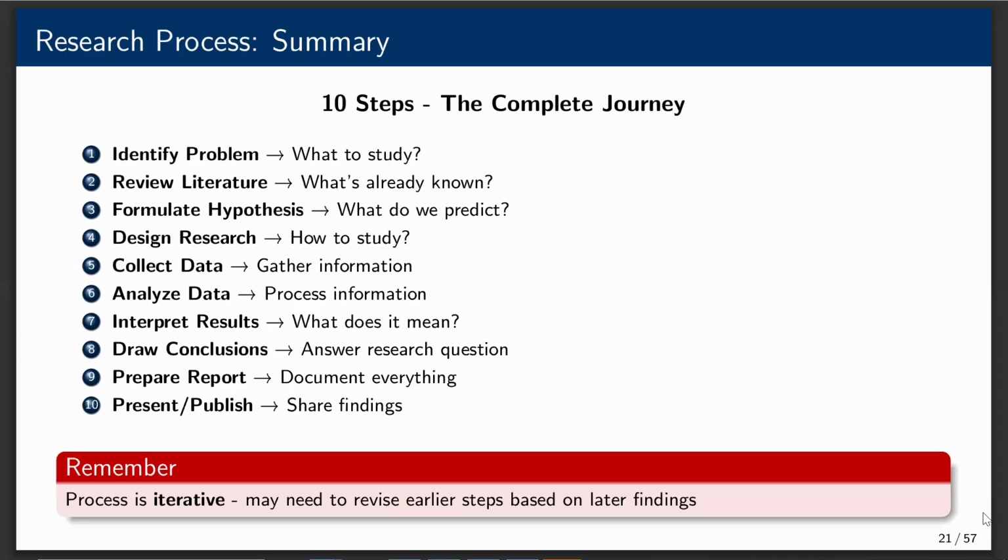So what you have to remember is, the process is iterative, may need to revise earlier steps based on the latter findings. Like for example, your review of literature, it is not coming nicely. It means there is a problem with the research problem, or you have not identified the research problem very nicely, or you are not able to formulate the hypothesis. It means you have not read well on the literature, right? So that is why the process is iterative in nature.